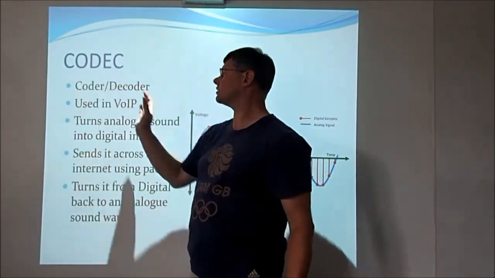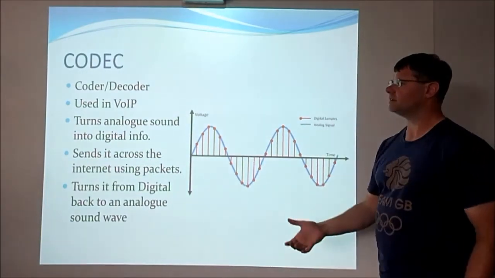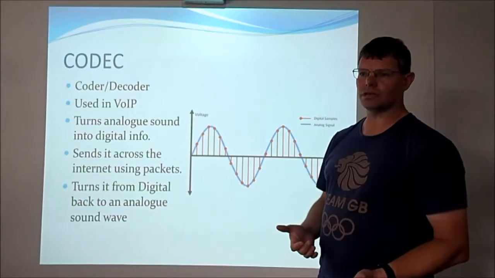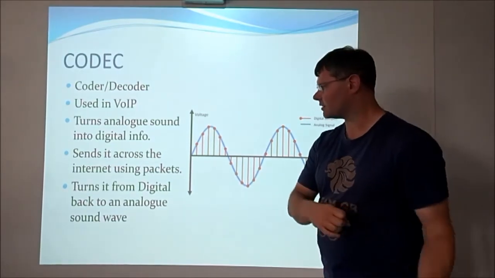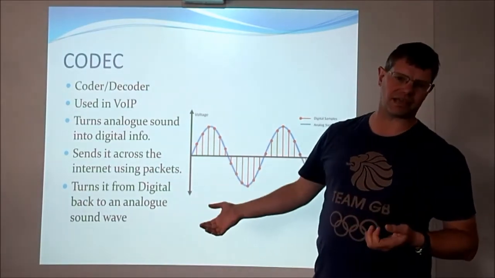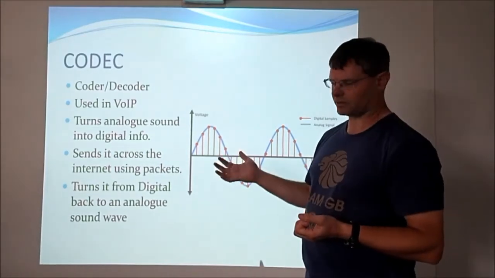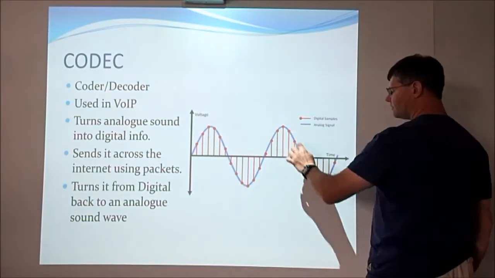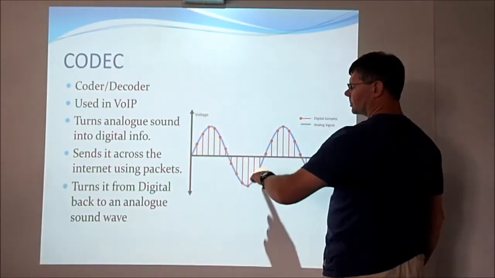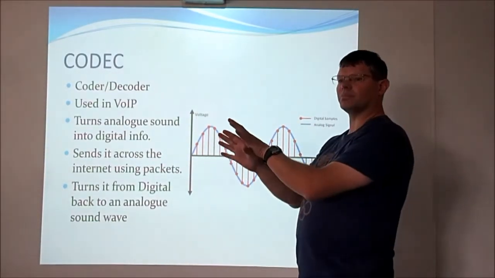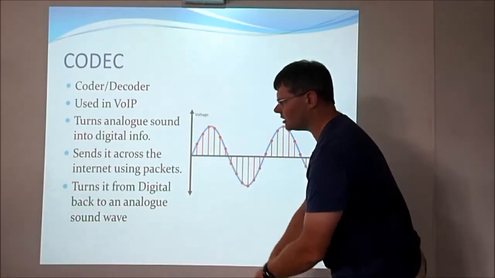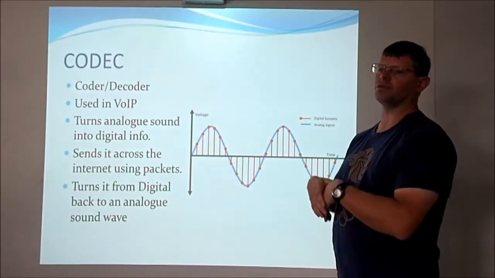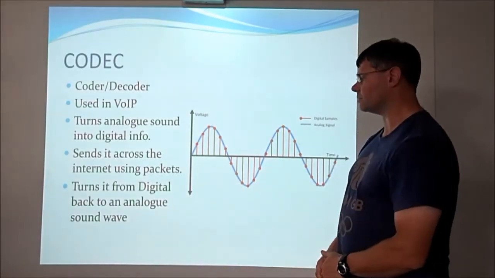Coder, decoder. What it does is turn the analog signal of your voice into a digital information signal, which it can then send over the internet. It sends it using packet switching, which we've talked about in a previous video. The whole idea is that it changes that analog curve into a set of points. It can then send all those numbers for those points through the internet. At the other end, it reassembles the curve and plays it through the speakers, so you get your voice coming out of the other end. And that's how it works.